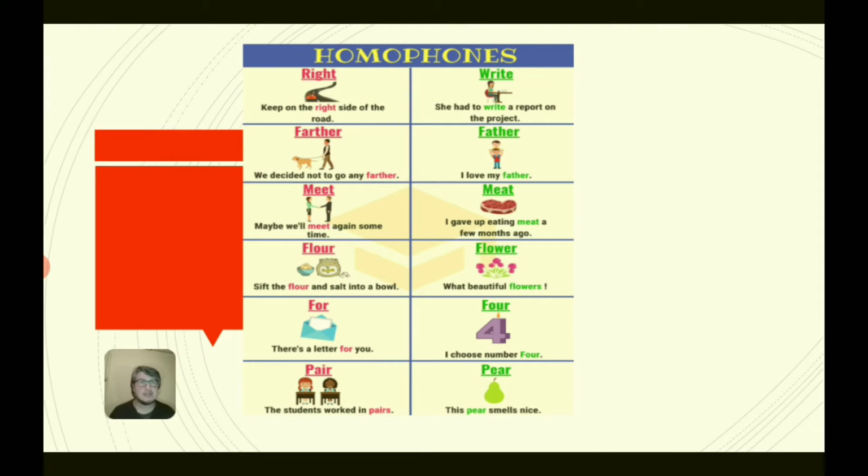Here we have some examples. For example, right, this is my right hand, and right. As you can see here, I'm going to show you with the laser, keep on the right side of the road, the right side, not the left, the right side. And the other example is, she had to write a report on the project. So right has the same sound as write.